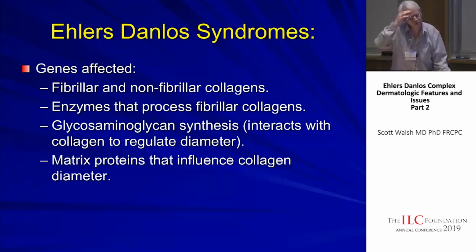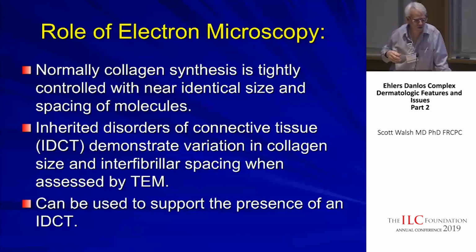The role of electron microscopy. Normally collagen synthesis is tightly controlled so that those molecules are nearly identical to each other and spaced similarly apart. We call it a periodicity of collagen. When you look at it under electron microscopy in longitudinal section, it's 67 nanometers between collagen molecules.